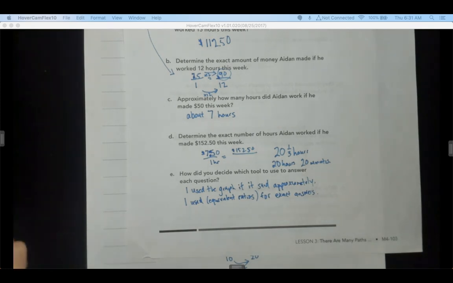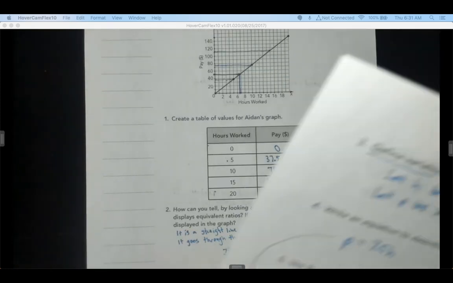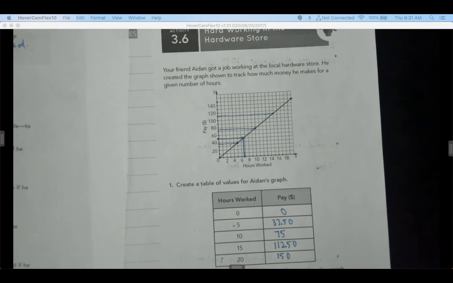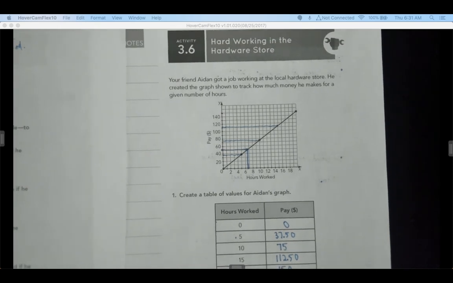Okay. And so this was activity 3.6. Once again, we're looking at graphs and we're understanding them. We're trying to answer some questions about those graphs. In this one, this shows proportionality. It shows equivalent ratios. And so it brings us back to our work on ratios from earlier in the year and also our work with one-step equations. This was activity 3.6.